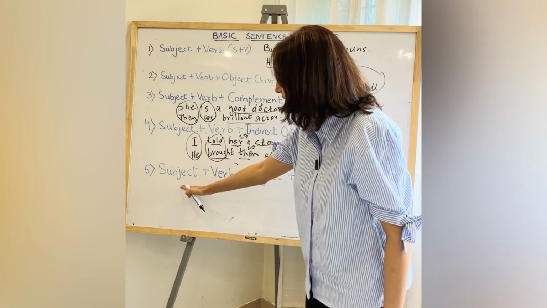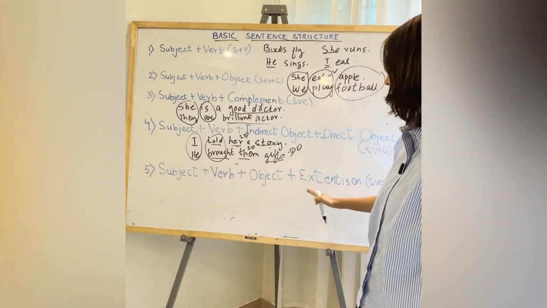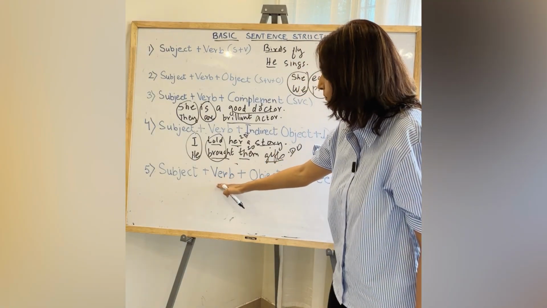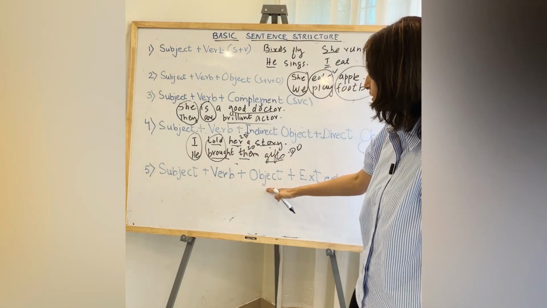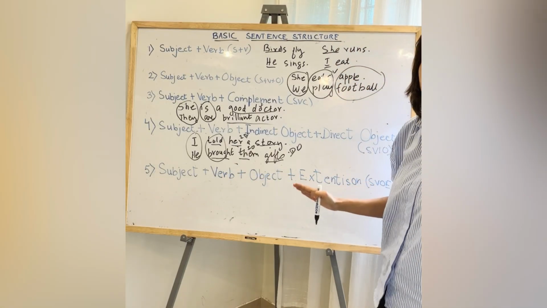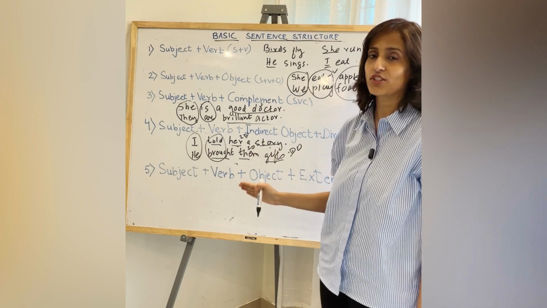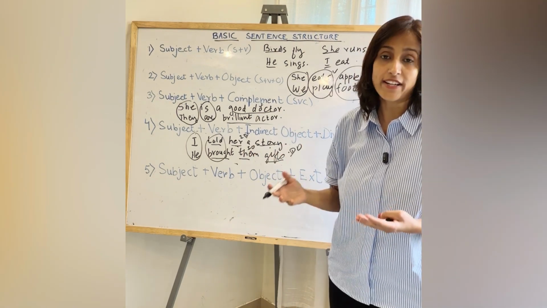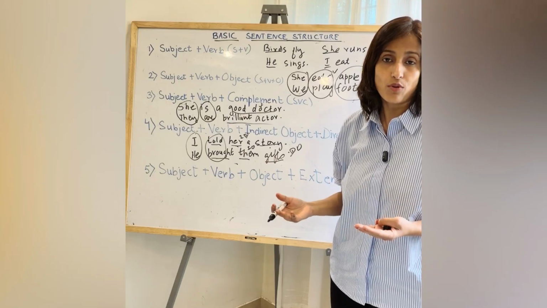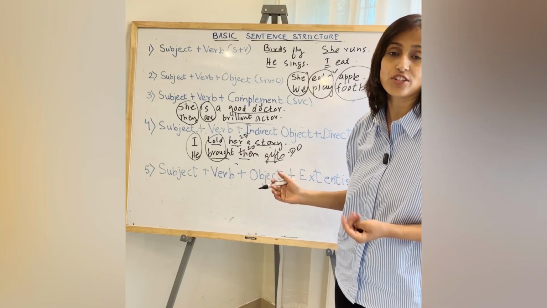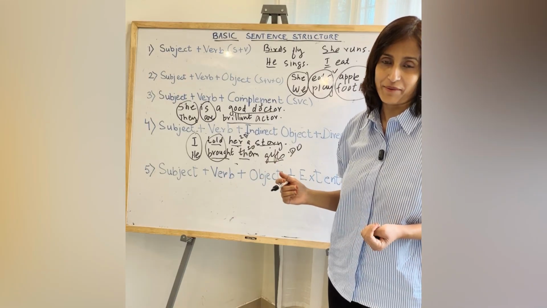Now the last category is subject, verb, object and extensions. Subject is the doer of the action, verb is the action being performed, object is the recipient of the action, and extension tells us more about the action being performed, like where, when, how, to what extent, etc. It is more like an adverbial phrase which adds more information about the action being performed. Let's take an example.